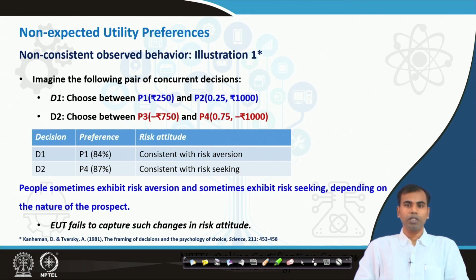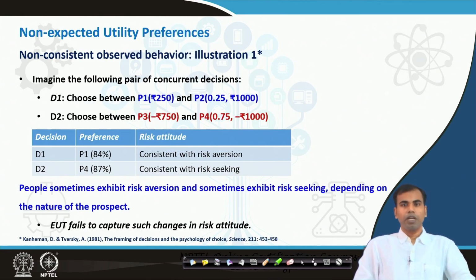Under expected utility theory, the choices that people make should be consistent, because the ultimate utility derived from these choices is the same in both prospects. In decision 1, the ultimate utility would be 250, that is a gain, and in decision 2, the ultimate utility is 750 in both prospect 3 and prospect 4 as losses. So, the behavior of people making choices should be consistent across these prospects, but in reality it is not so, as we have just observed.